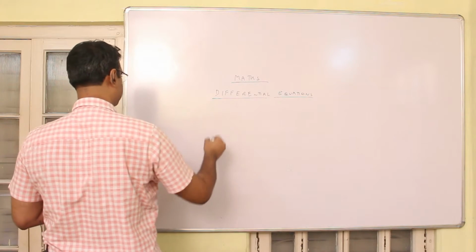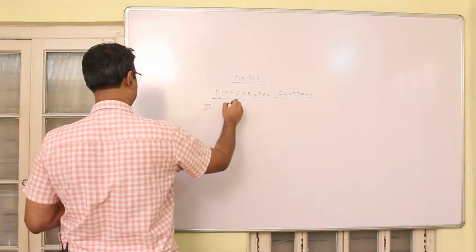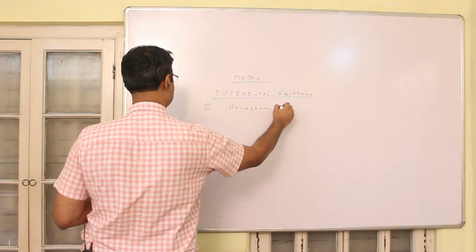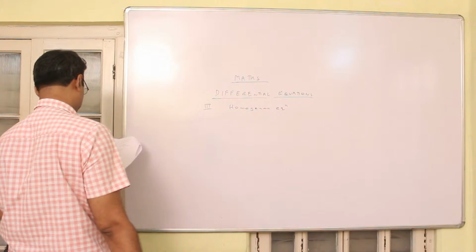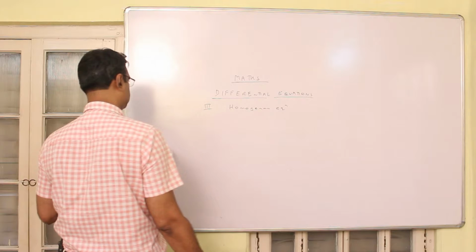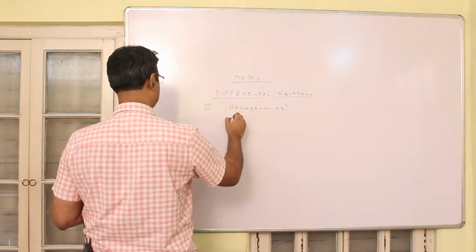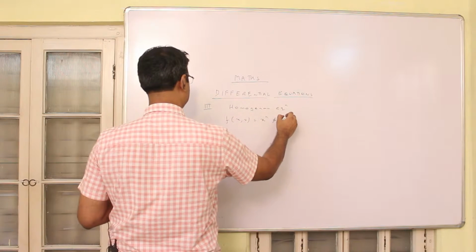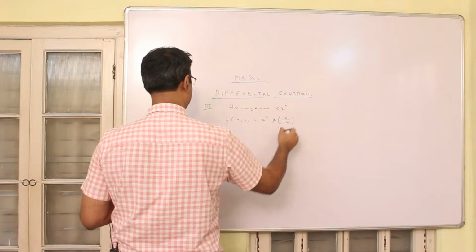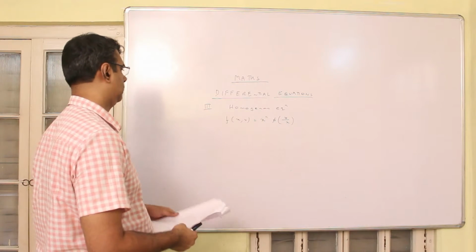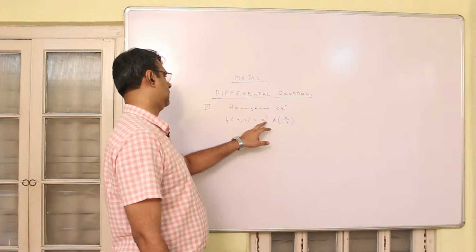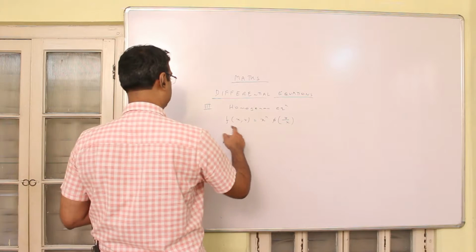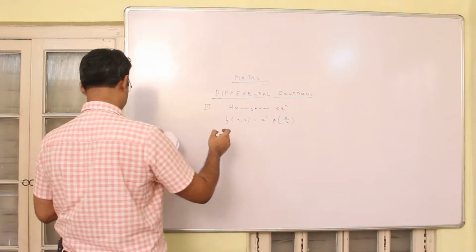Now we come to type 3. Type 3 talks about homogeneous equations. What is a homogeneous equation? First of all, what is a homogeneous function? A homogeneous function is a function which can be written in this form: function of x comma y is equal to x to the power n into function of y by x. Any function which can be written in this form is called a homogeneous function.